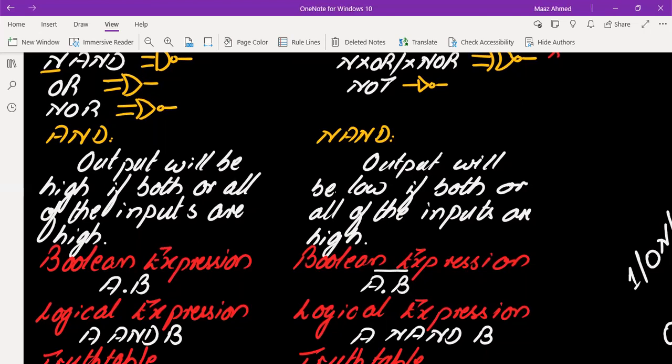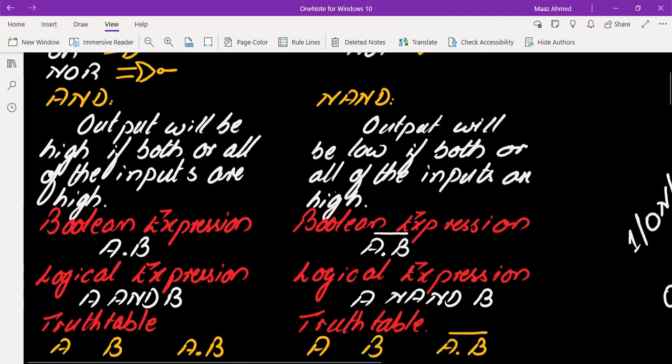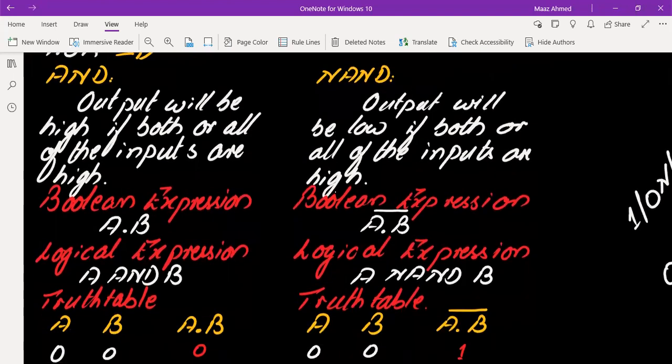The output will be high, that means output will be 1, if both or all of the inputs are 1. So if you can see the Boolean expression, that's A dot B, whereas the logical expression is A AND B. You need to mention the logical expression, but I have mentioned the Boolean expression as well, so that in case you are asked for the Boolean expression, you should know what the Boolean operators are for each and every gate.